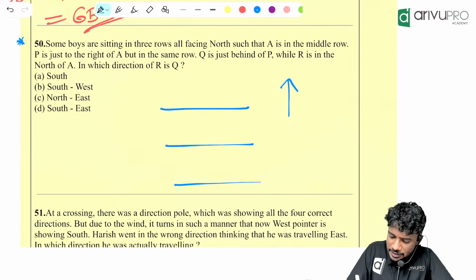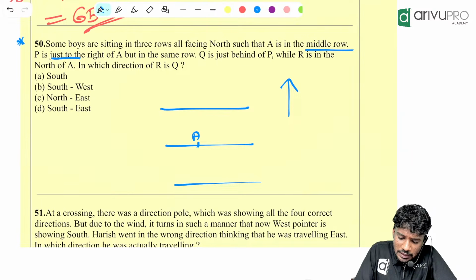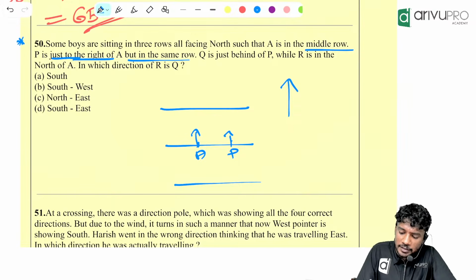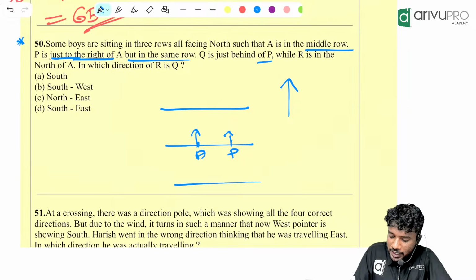Then A is in the middle row. So A is somewhere over here. P is to the right of A. P is to the right of A means P will be on the right side of whom? A. Both of them are looking in which direction? The north direction. But in the same row. Both are in the same row. That is also given. Then, Q is behind P. Q is where? Behind P.